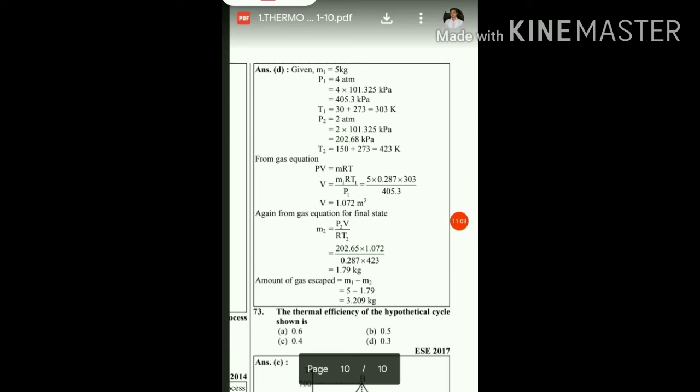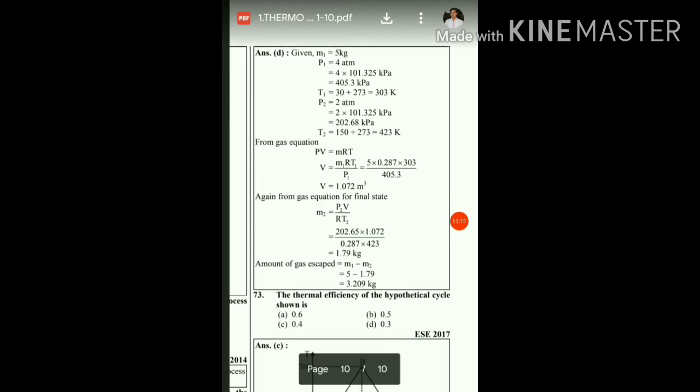Then, using the ideal gas equation, PV is equal to mRT, where P is the pressure, V is the volume, m is the mass, R is the characteristic gas constant, and T is the temperature. Now here we will get the volume at the initial condition in the tank. Mass is 5, the characteristic gas constant for air is 0.287 kilojoule per kg Kelvin, temperature is 303 and initial pressure is 405.3. So the volume comes out to be 1.072 meter cube.